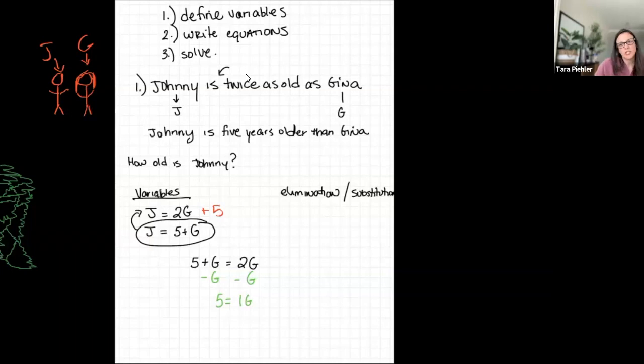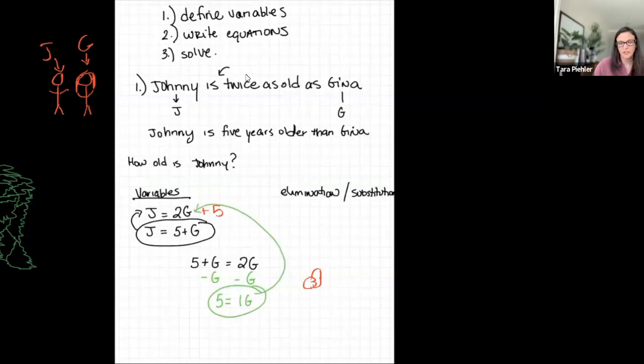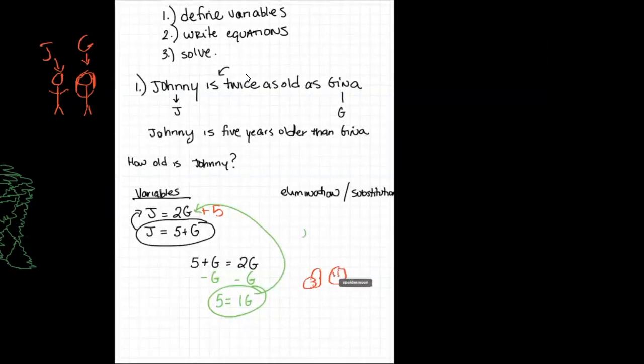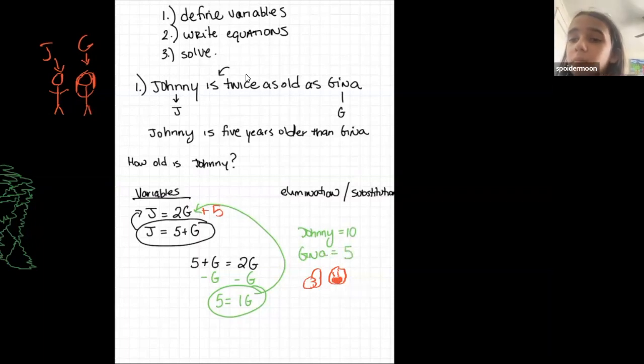Okay. And of course, 1G equals G. So 5 equals G. Well, I don't want to know Gina's age. I want to know Johnny's age. So what do I need to do to figure out Johnny's age? Substitute. G is 5, so we just put in 5 there. And what is 2 times 5? 10. Johnny's age is 10 and Gina's age is 5. All right, so that was a very easy one.